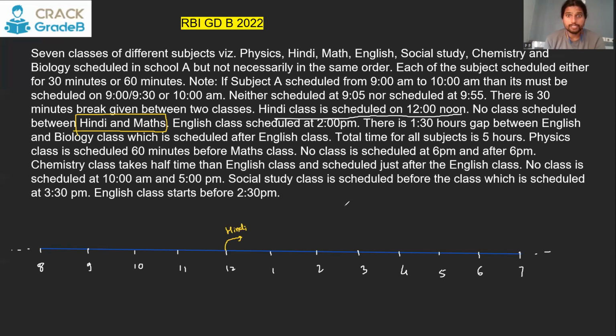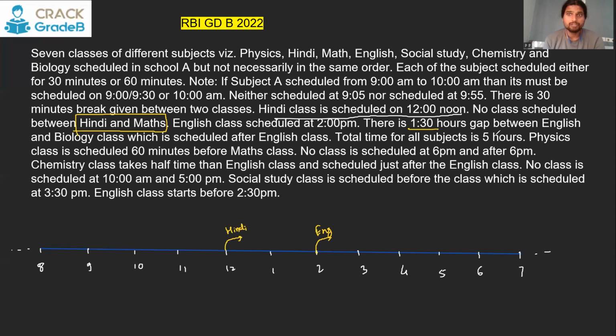English class is scheduled at 2. So at this point, English is scheduled. There is a 1.5 hour gap between English and biology class, which is scheduled after English. So biology is scheduled after English, and there is a 1 hour 30 minutes gap.